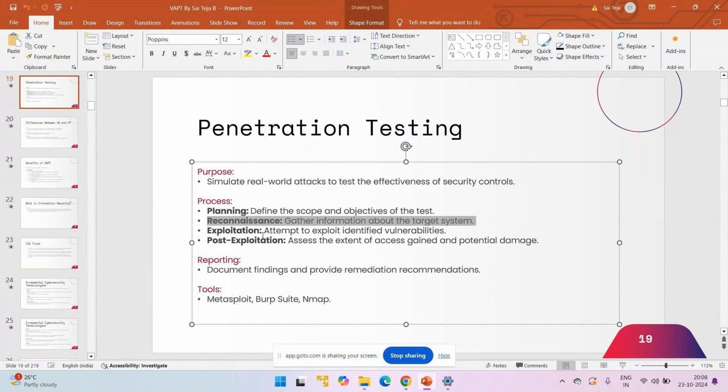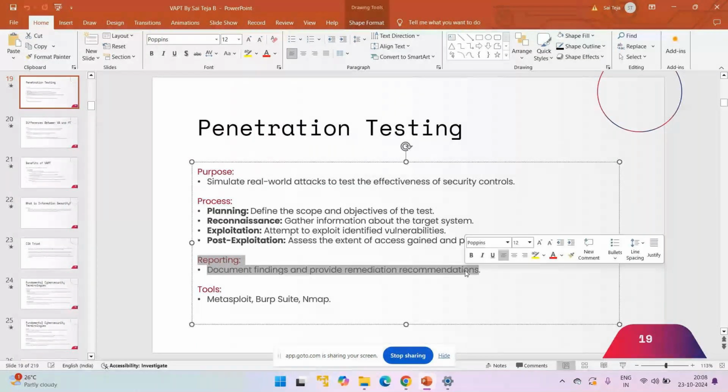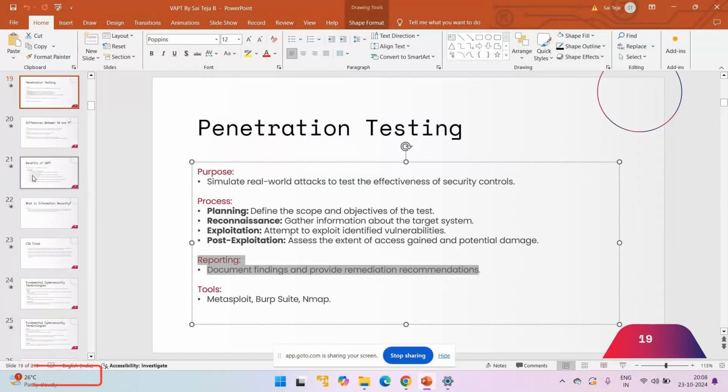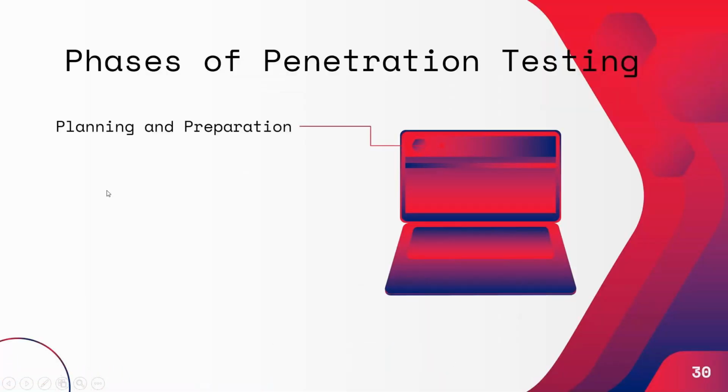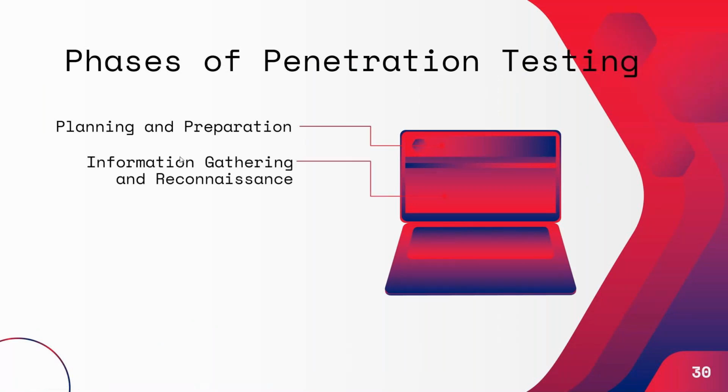Once we identify the vulnerabilities, we exploit them. We also do post exploitation, and then we create the reporting part. I'm going to cover the same thing here step by step, right? So let's start with, as I said, planning and preparation. This is the first phase, and then we have information gathering and reconnaissance, which is gathering the information about the target, and then we do the vulnerability identification, right?